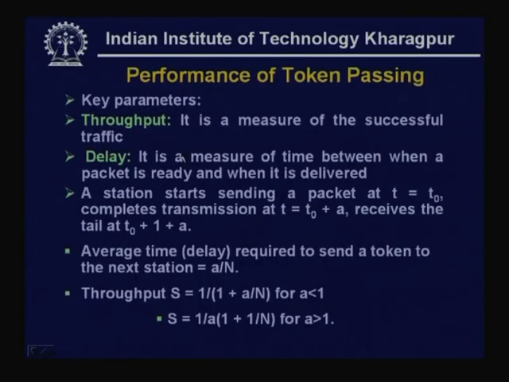So, this is being expressed by this parameter, that means a less than 1 means that the propagation time is small compared to the transmission time. So, propagation time is lesser than transmission time. In that case, this is the expression for throughput. On the other hand, whenever the propagation time is very large, in such a case S is equal to 1 by a into 1 plus 1 by n for a greater than 1.